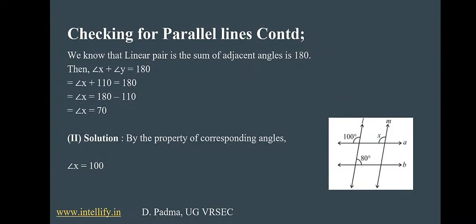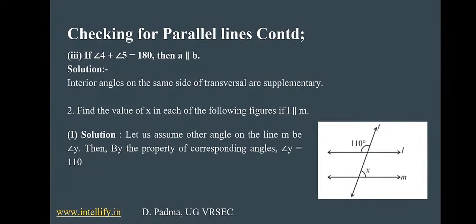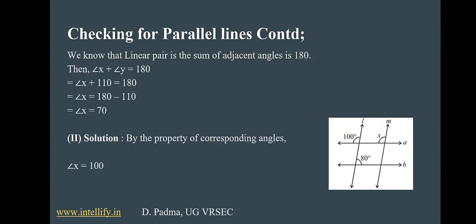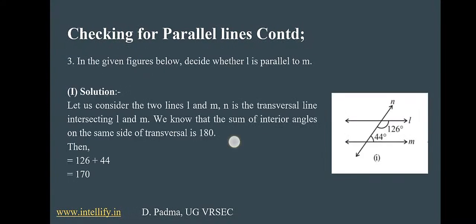And the next one is, we have to find angle x in this diagram. Here we have corresponding angles. If L and M are parallel and A is a transversal, then the corresponding angles are equal, so angle x and angle 100 are equal. So angle x equals 100.